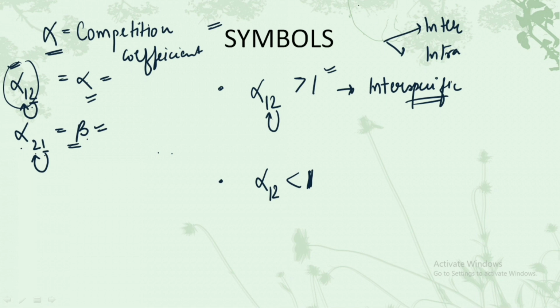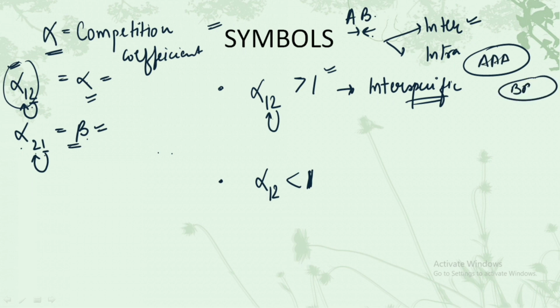For example, we have species A and species B. When competition occurs between the two species, it is inter. Inter means between and intra means within. That is, when competition occurs within species A or within species B. So this is about intra and inter. The second condition was when the competition coefficient of the second species affecting the first species is less than 1. 1 is taken as the unitary value in Lotka-Volterra, so do not worry about why I have taken 1. It is the norm.